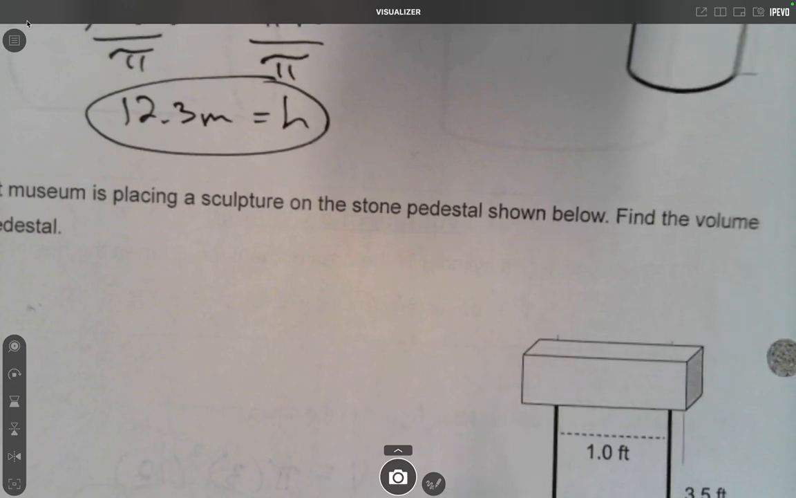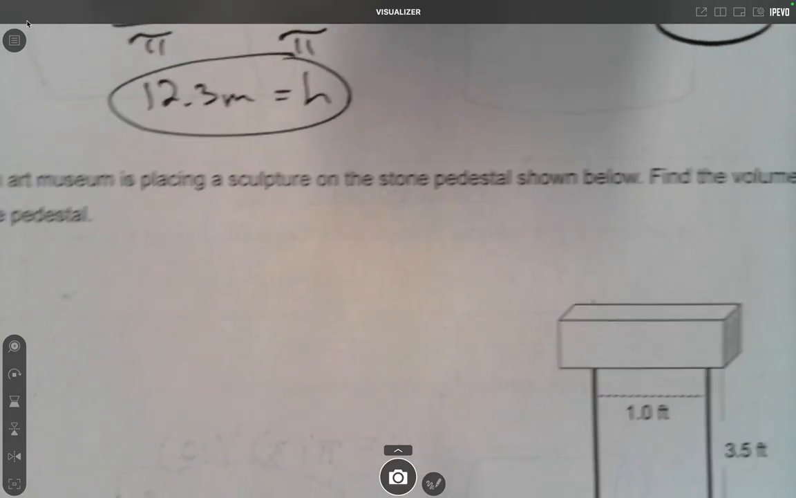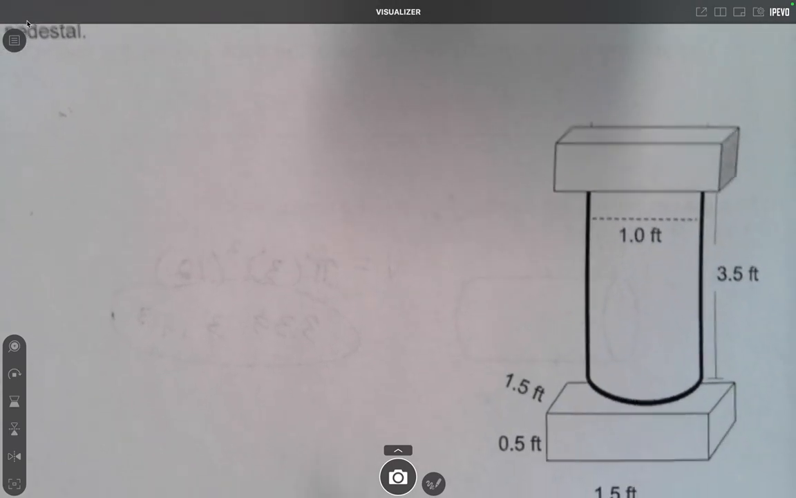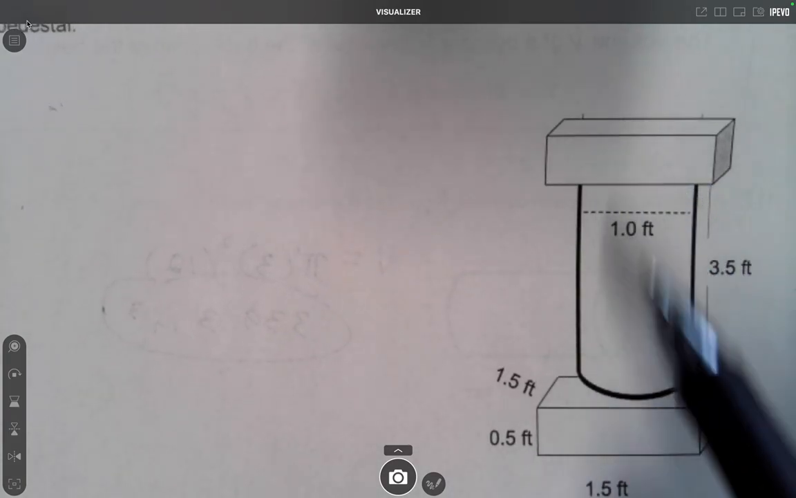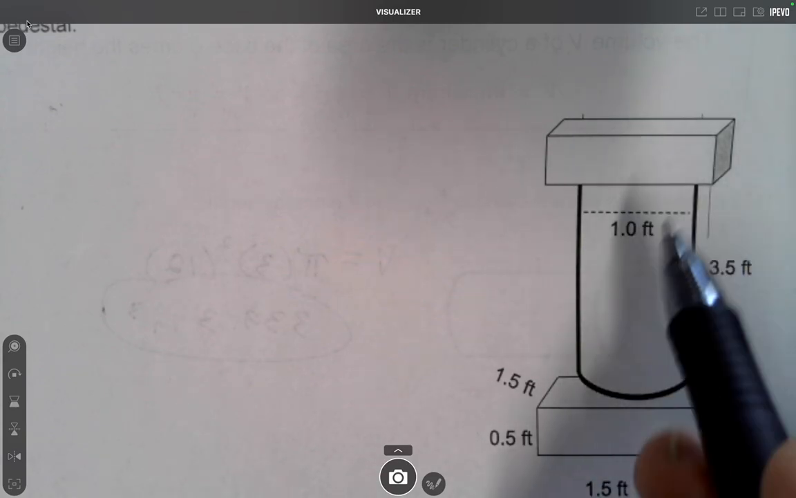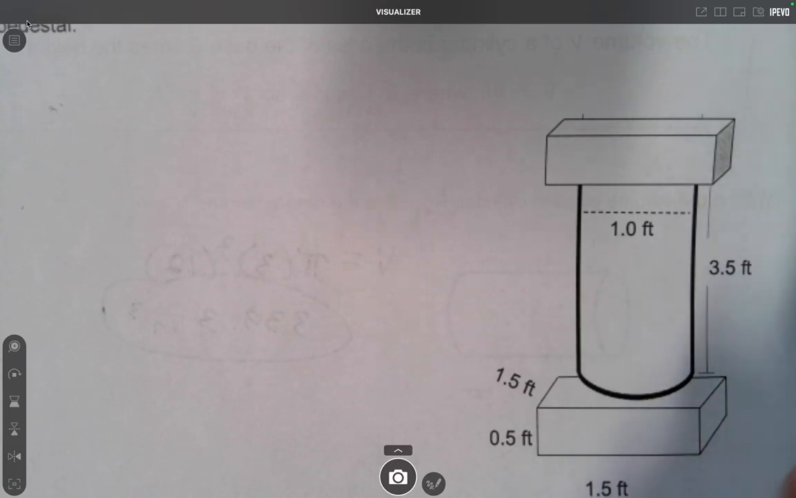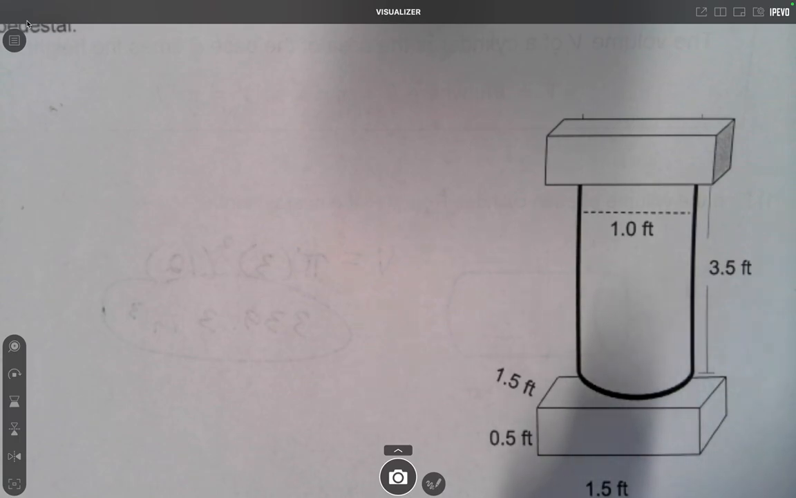Last one. An art museum is placing a sculpture on the stone pedestal shown below. Find the volume of the pedestal. So this pedestal is made up of two rectangular prisms and a cylinder. Now, I don't know if it's clear, but the two rectangular prisms are congruent. I did all these shapes in Google Docs, so if it looks a little bit off, that's just because I wasn't excellent at creating it in Google Docs.